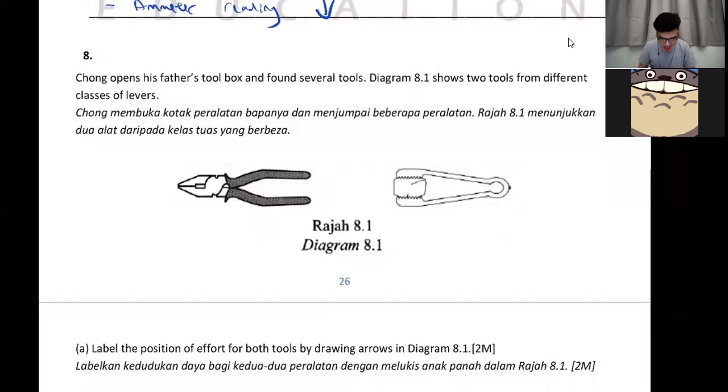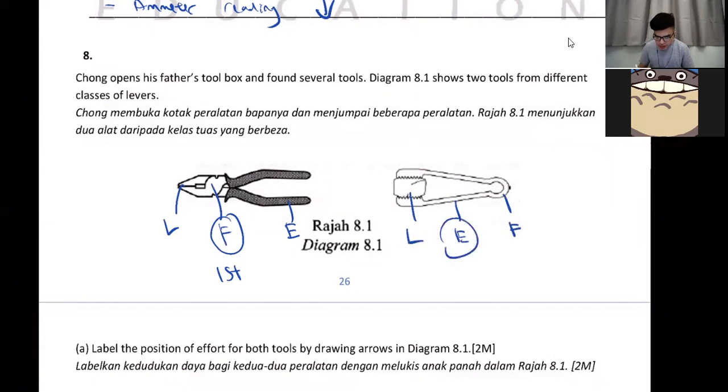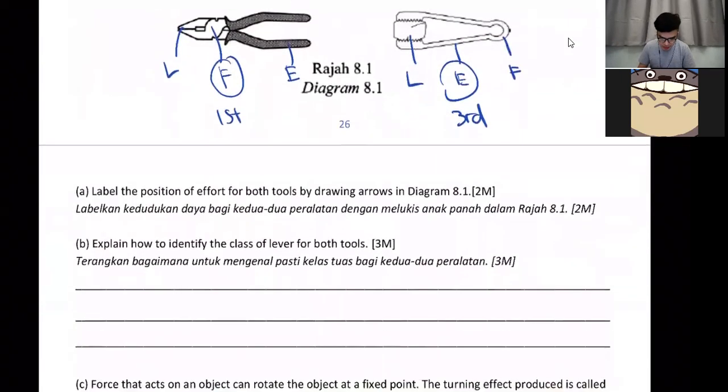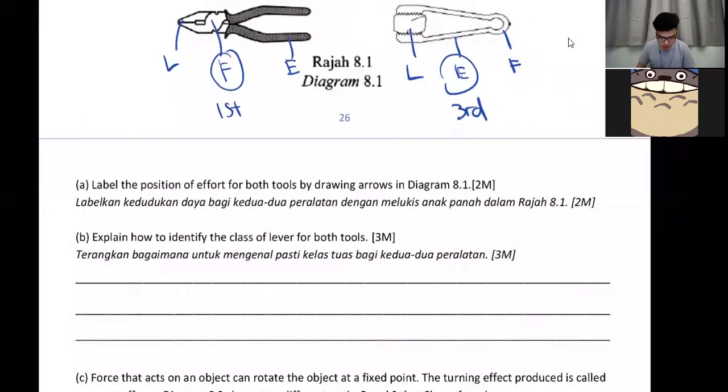Okay, fine, whatever. So you should have your beban here, your load, fulcrum, and effort. I see F is in the middle. This is first class. Then you have your load here, effort here, and your fulcrum here. E is in the middle. This is your third class. Right? So FLE, first, second, third. So label the position for effort. Okay, I did that already.